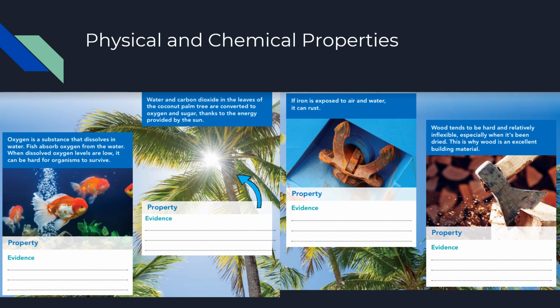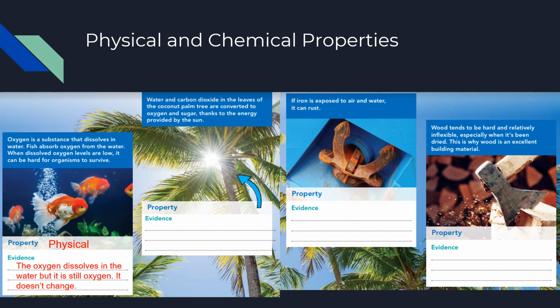So first we have oxygen is a substance that dissolves in water. Fish absorb oxygen from the water. When dissolved oxygen levels are low, it can be hard for organisms to survive. Now, do we think that's a physical or chemical property? And it's going to be a physical because the oxygen dissolves in the water, but it is still oxygen.